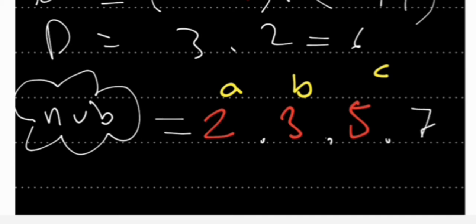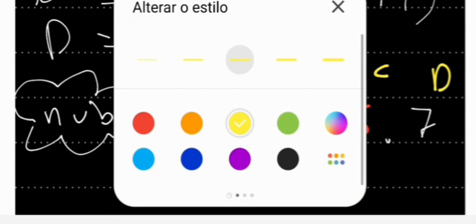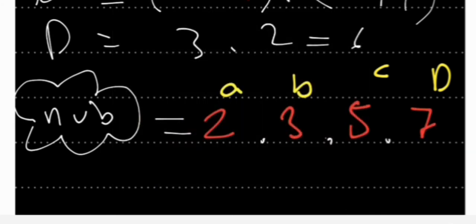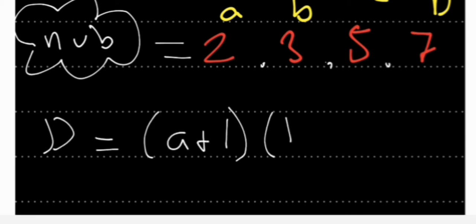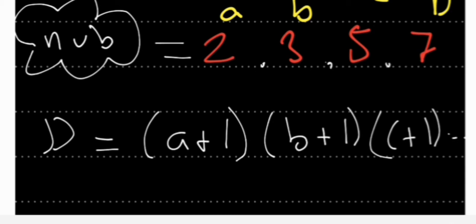Maybe multiplied by 7 to the D. You can go ahead and choose it, okay? So the number of divisors, the rule for the number of divisors, it would be A plus 1 multiplied by B plus 1 multiplied by C plus 1, and it goes on forever, okay? So this is our rule basically, okay?